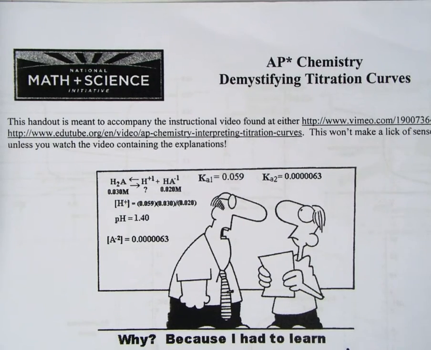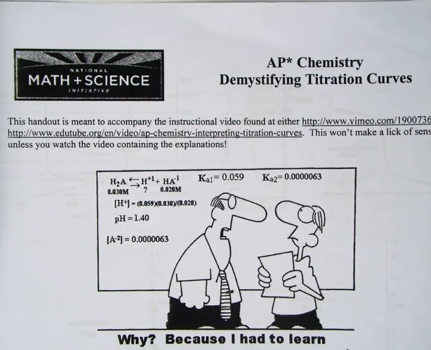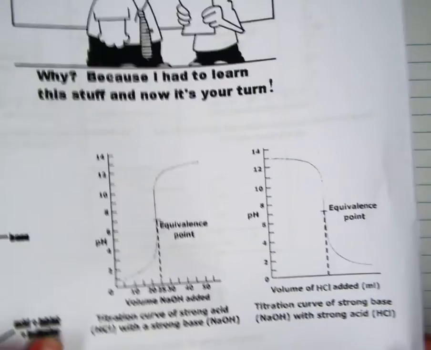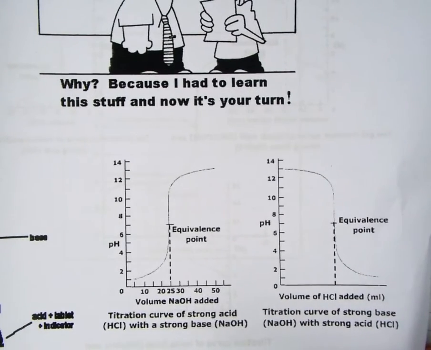However, there are a few things I want to point out to you in the packet that I think are very important. The first are these two graphs down at the bottom. So a titration is simply adding either an acid to a base or a base to an acid, or honestly anything that reacts with something else. So you can do titrations with redox.